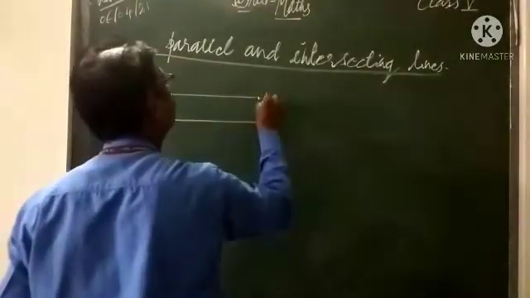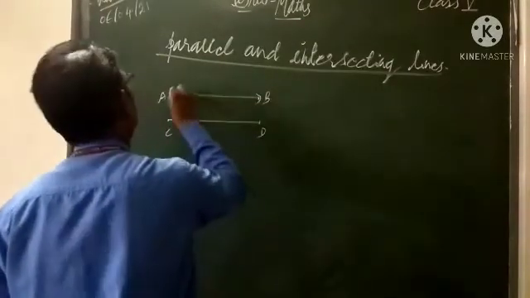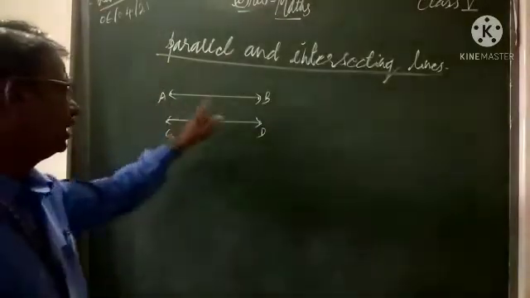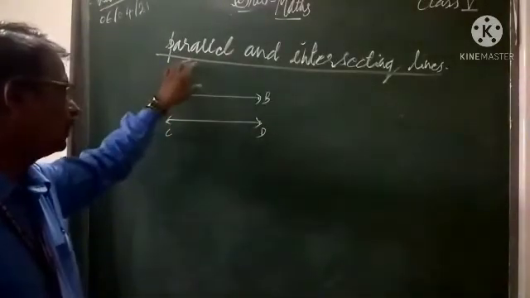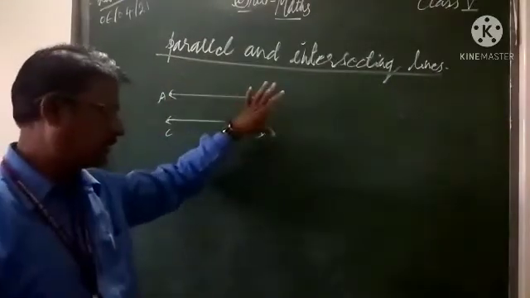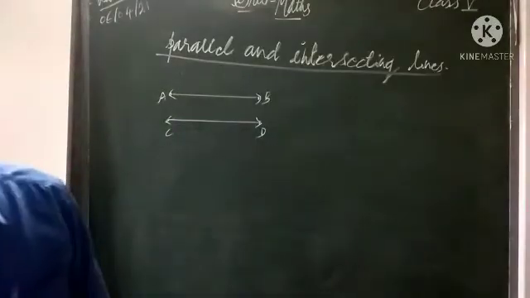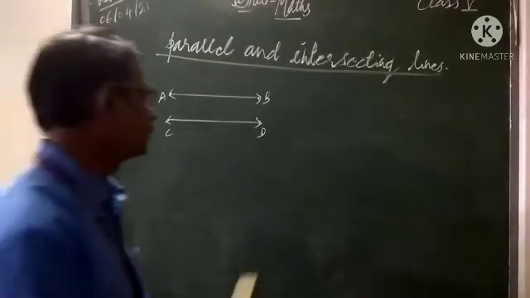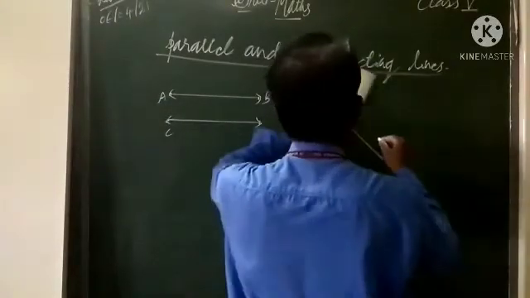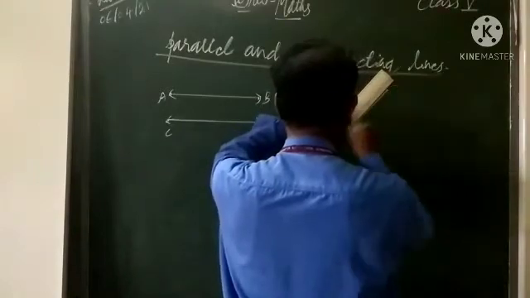A, B, C, D. This line AB and line CD are called what? Parallel lines. Understood? It may be horizontal. We can draw in the same way vertical also. Okay. Two distinct lines meeting at a point. Suppose two lines, this is one line and this one is the second line.